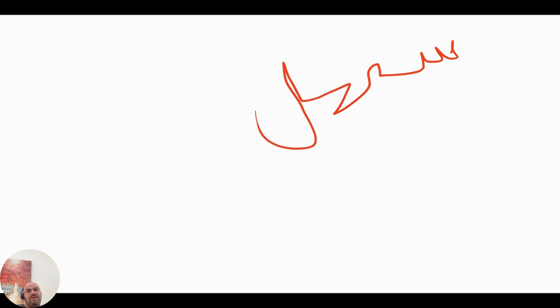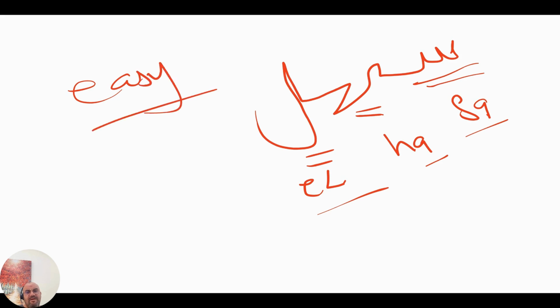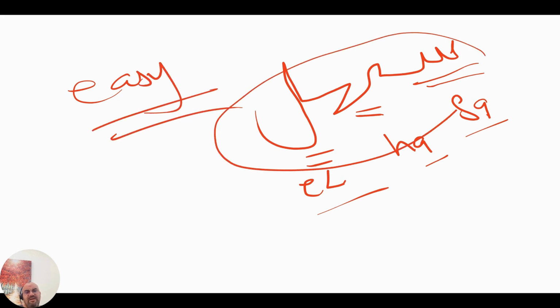How will we write this one? This is s, this one ha, and this one l. So sahel means easy. Sahel, and this is how the ha comes in the middle of a word. When it comes at the end of a word, it will be in this way.